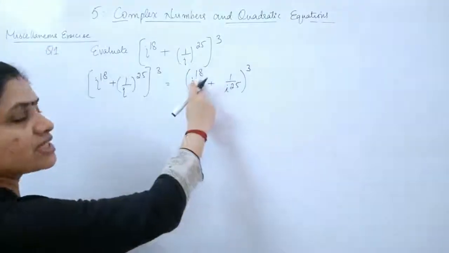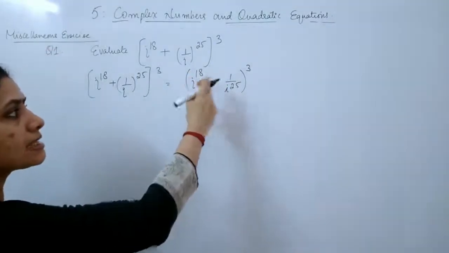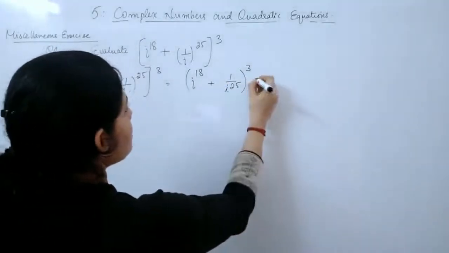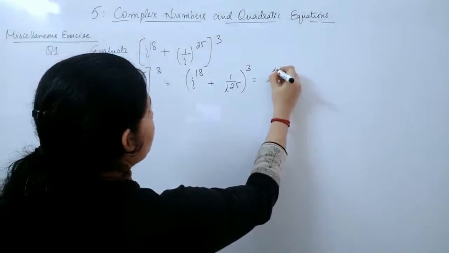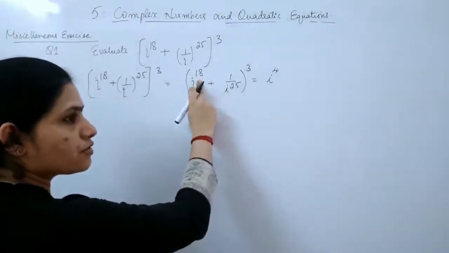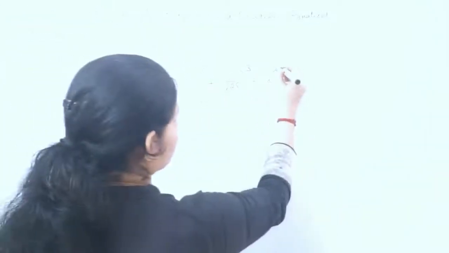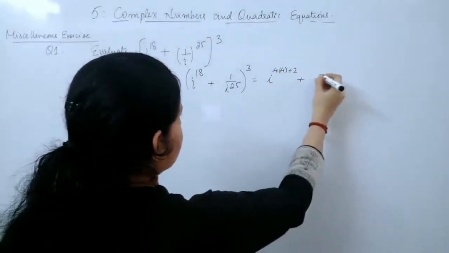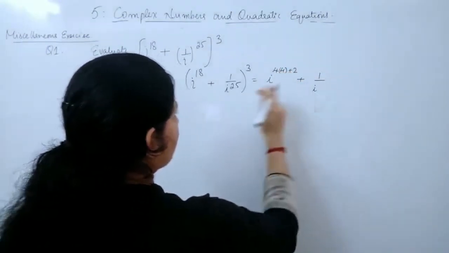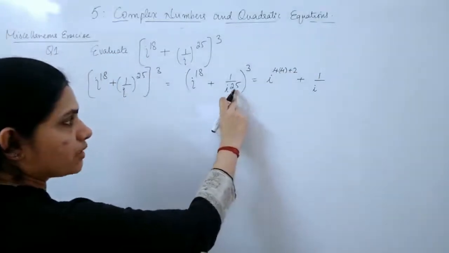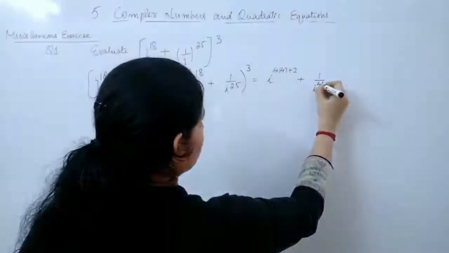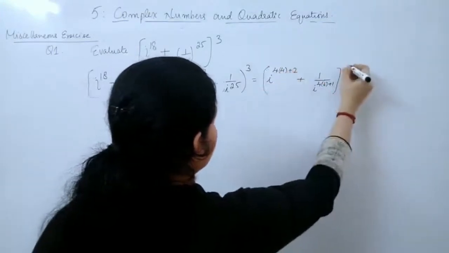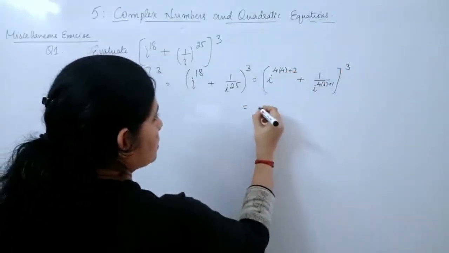Now we will split this 18 as a multiple of 4, so that you can write this as i raised to 4. 18 can be written as 4 into 4, 16, plus 2. So you can write 4 into 4 plus 2, plus 1 by 25, which can be written as 4 into 6, 24, plus 1. So it is (i^(4×4+2) + 1/i^(4×6+1))^3.